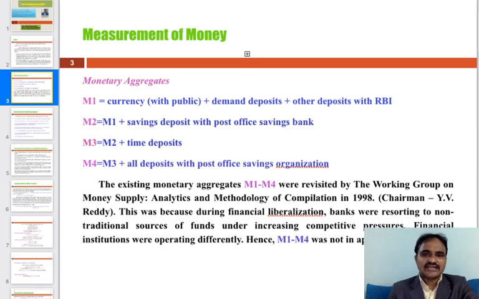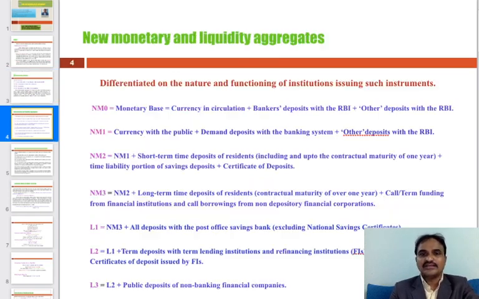The existing monetary aggregates M1 to M4 were revised by the Working Group on Money Supply: Analytics and Methodology of Compilation in 1998, chaired by Y.V. Reddy. This was because during financial liberalization, banks were resorting to non-traditional sources of funds under increasing competitive pressures. Financial institutions were operating with difficulty at that time. Hence M1 to M4 were no longer appropriate, so the RBI working group introduced new monetary and liquidity aggregates, differentiated on the nature and functioning of the institutions issuing such instruments.